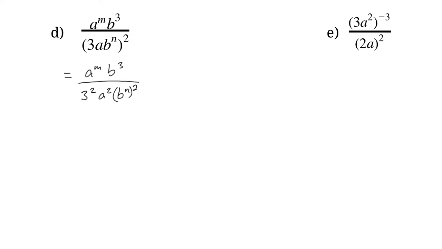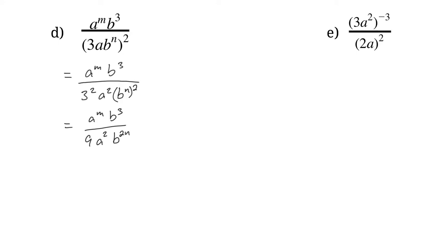And we can continue simplifying the denominator, so the numerator stays the exact same. And in the denominator, 3 squared is 9, a squared will stay the same, (b to the power of n) squared would just be b to the power of 2n. And we can continue to simplify this. So if we look at both the numerator and denominator, there are some things that are in common. There's an a and a b in both the numerator and the denominator.